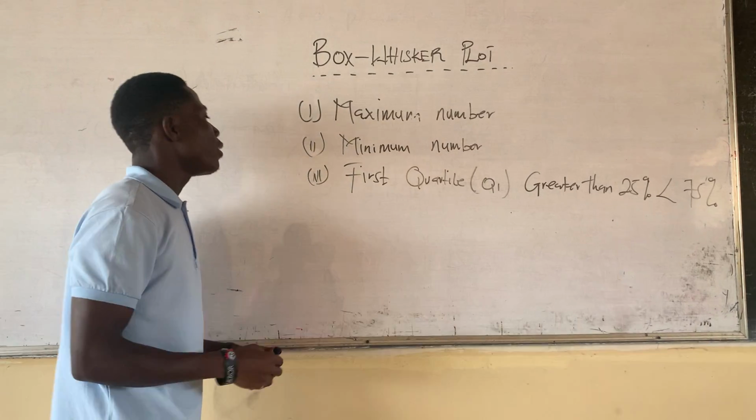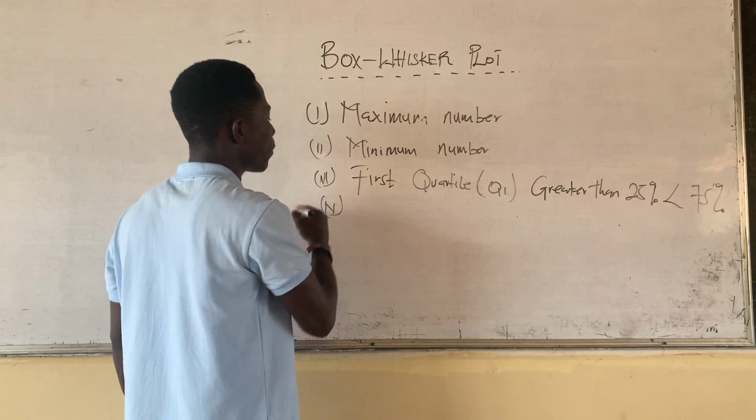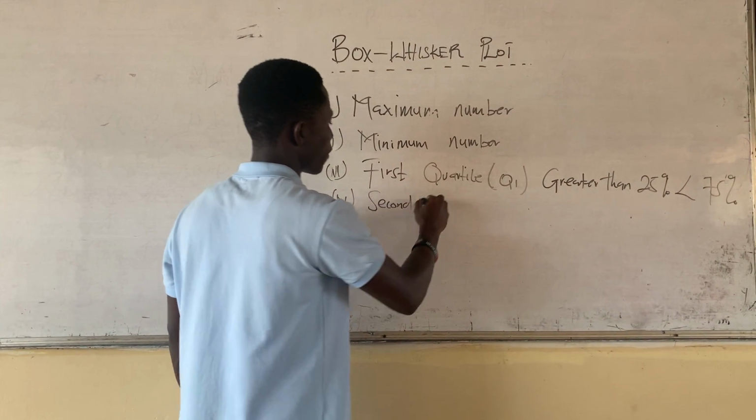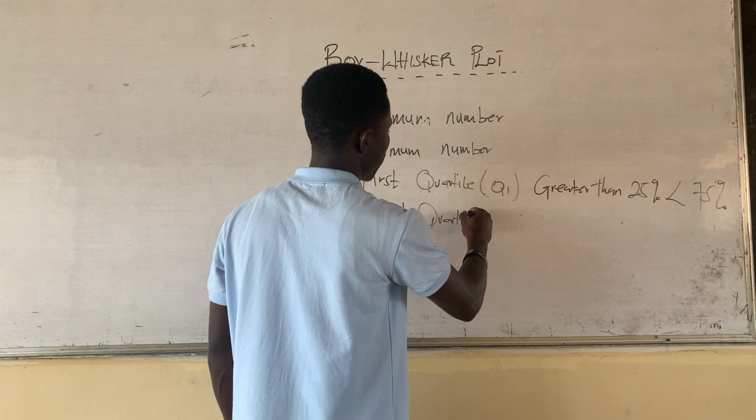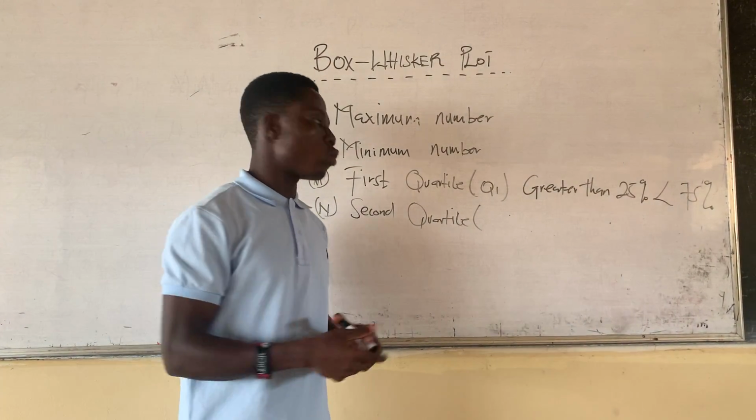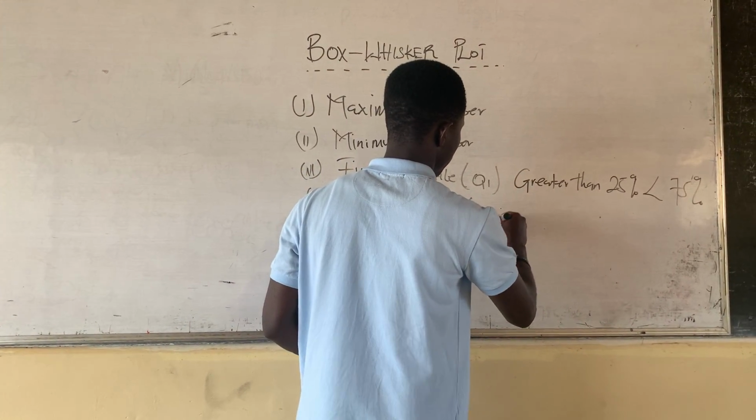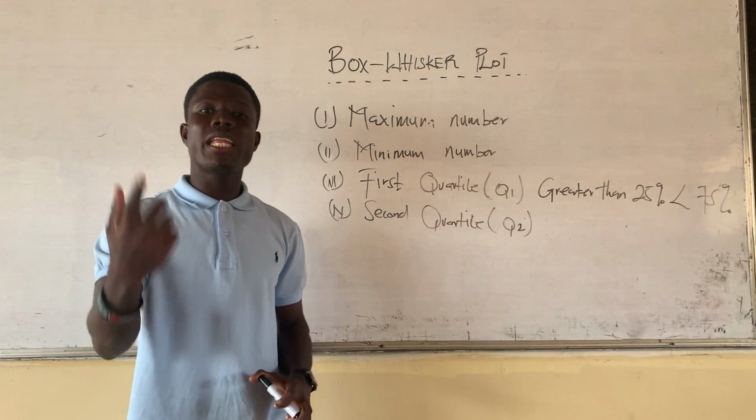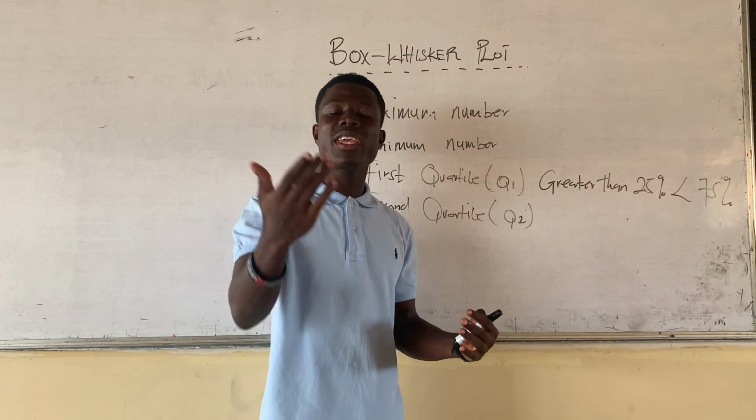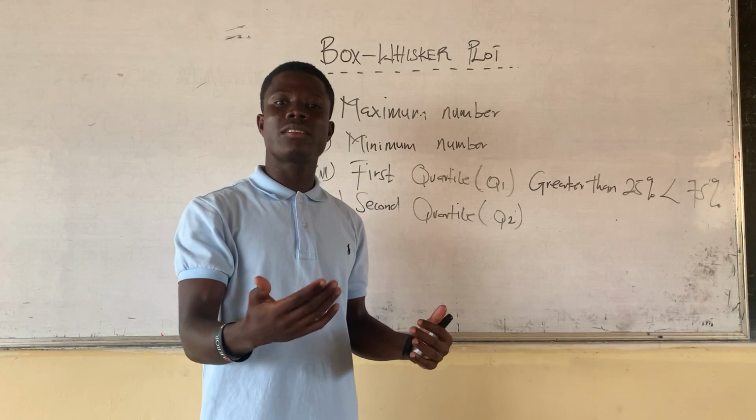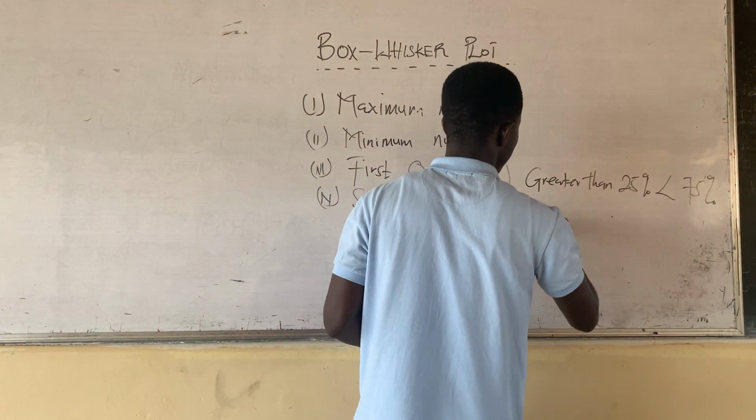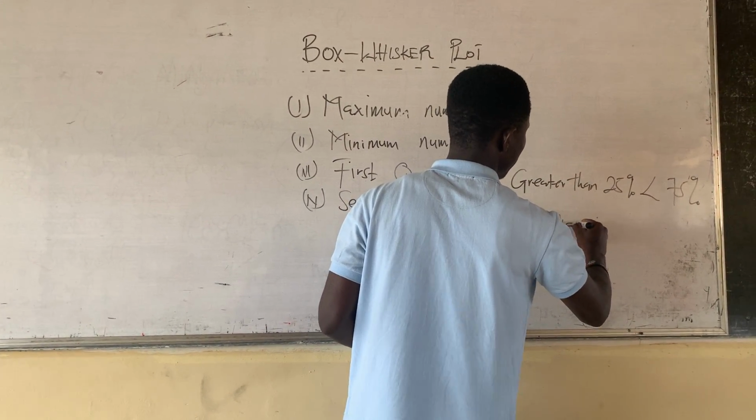Now let's move on to our fourth property. The fourth property of a box and whisker plot is that it has the second quartile. The second quartile is denoted by Q2. Another name given to the second quartile is the median. So in a given data set, sometimes you may not hear second quartile, but median is also another name given to the second quartile.